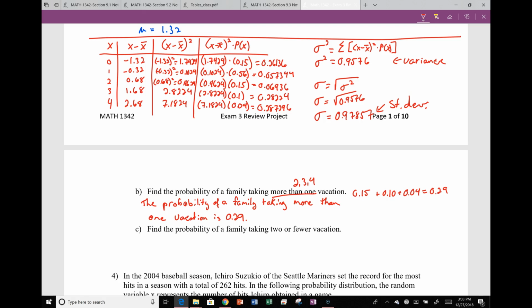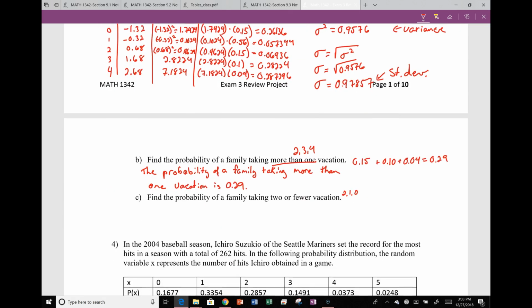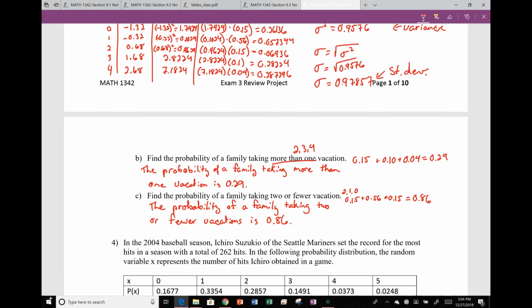Part C asks us to find the probability of a family taking 2 or fewer vacations. So that's going to include 2, 1, or 0. When we look at those probabilities, 2, 1, or 0, that's going to say that we want to add up 0.15 plus 0.56 plus 0.15. And that's going to give us 0.86. So the probability of a family taking 2 or fewer vacations is 0.86.